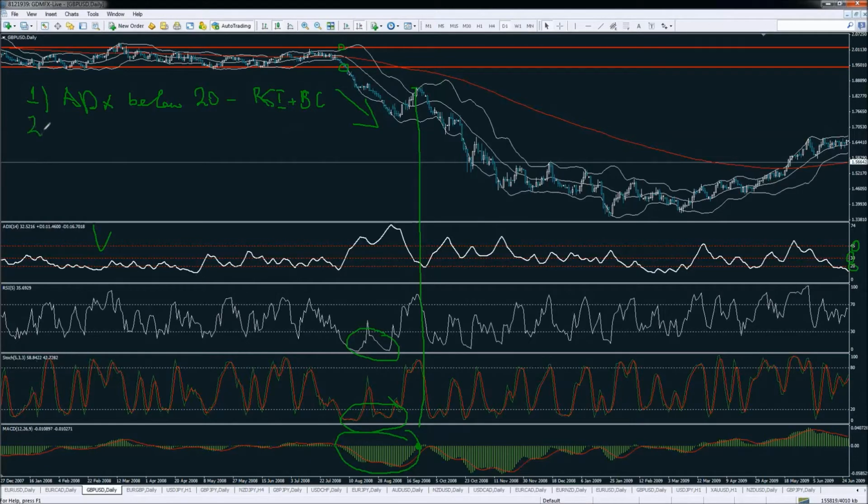The second implication of ADX is when it's above the level of 30. When it's above the level of 30, that means we have to use, let me just make it 30 level of ADX if someone is writing that down, 30 level of ADX, we're using the trend following technique.